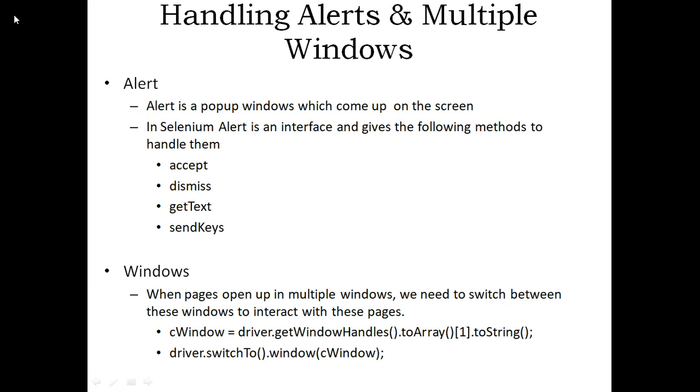In Selenium, these can be handled by using an alert interface. There is an alert interface available in Selenium through which these pop-ups or alerts can be handled. There are different methods available with this interface. The methods which we are going to take a look at are accept, dismiss, get text and send keys. Let us take an example of alert and see how we can handle this.